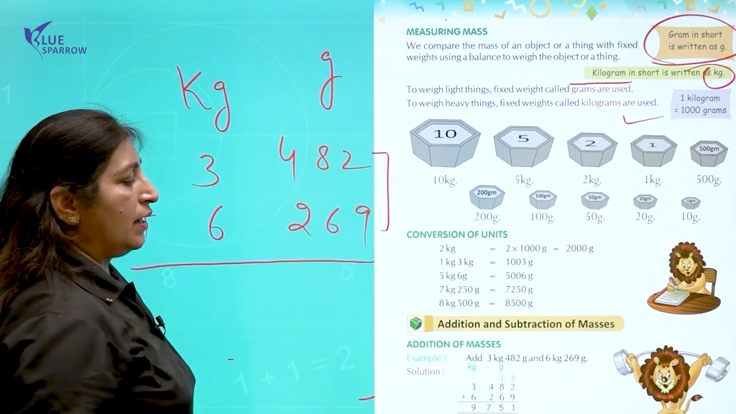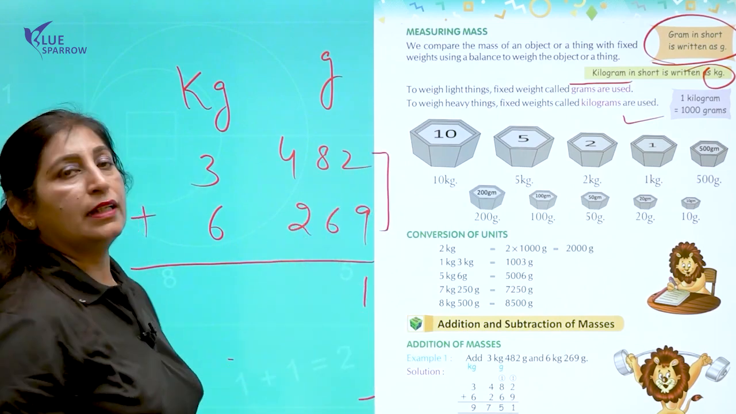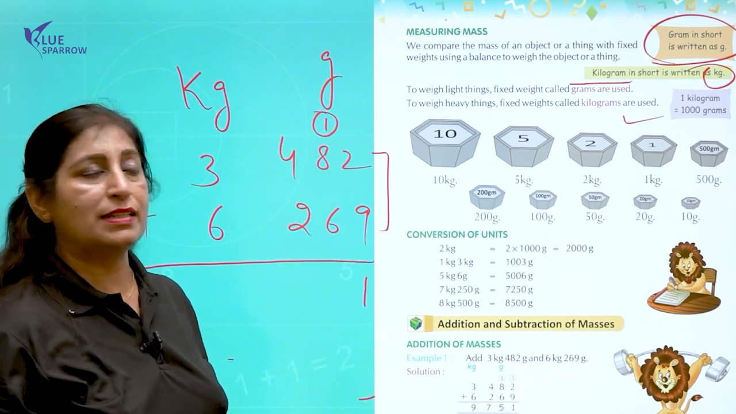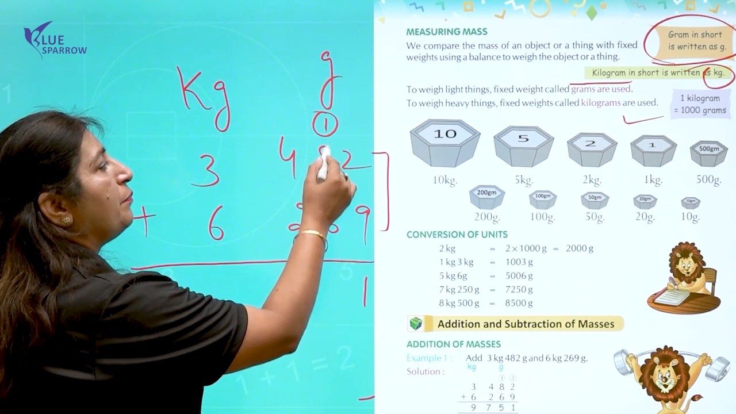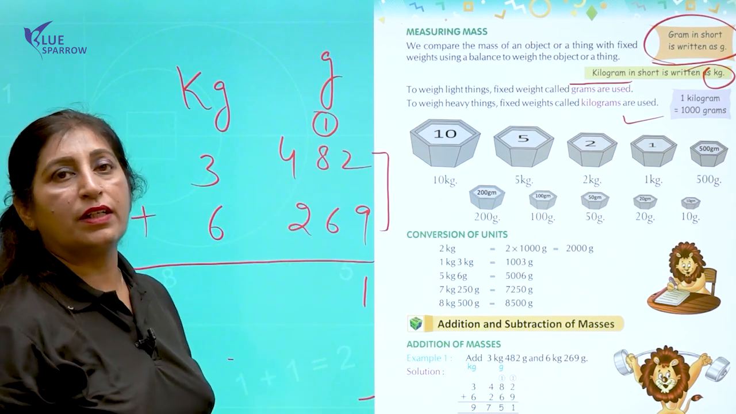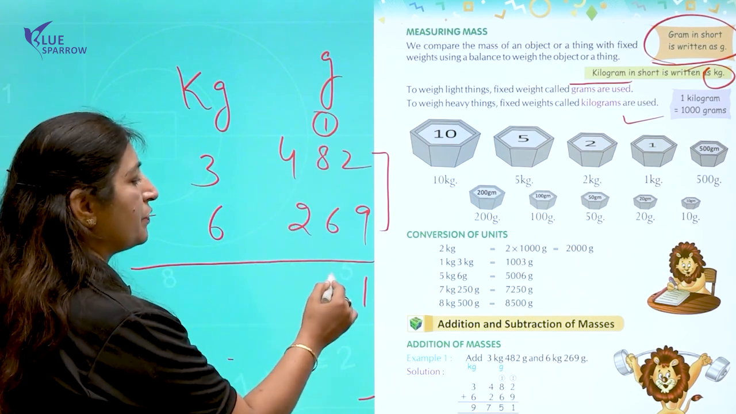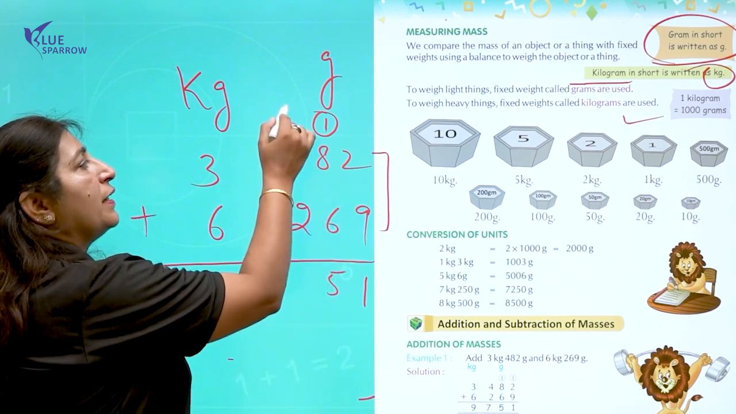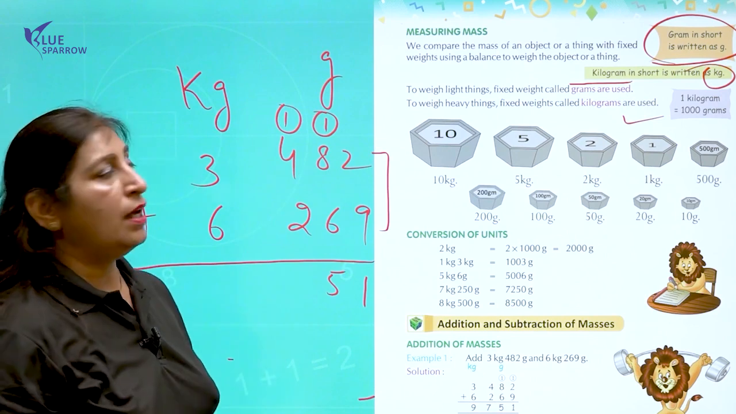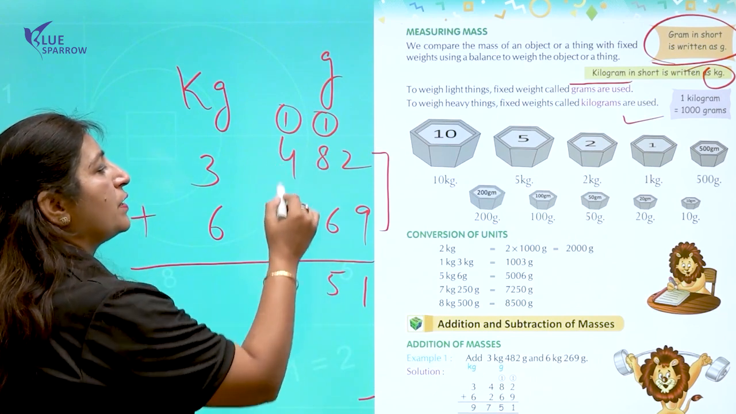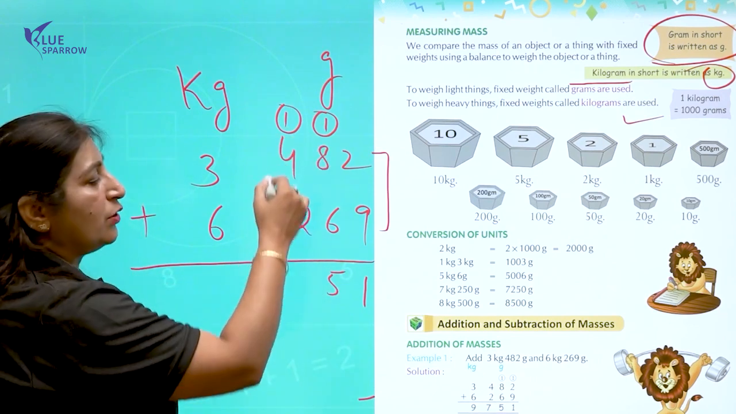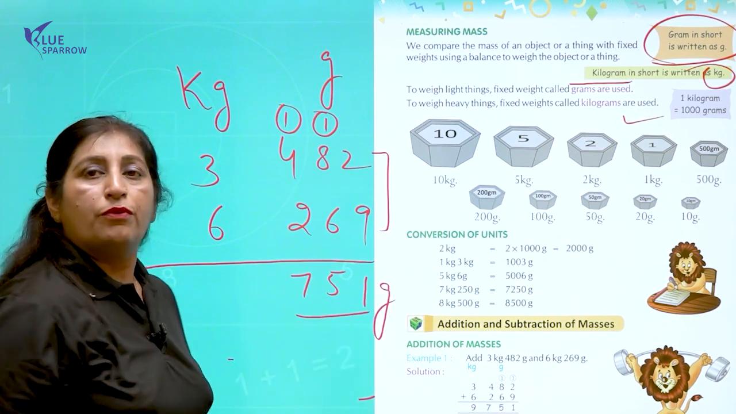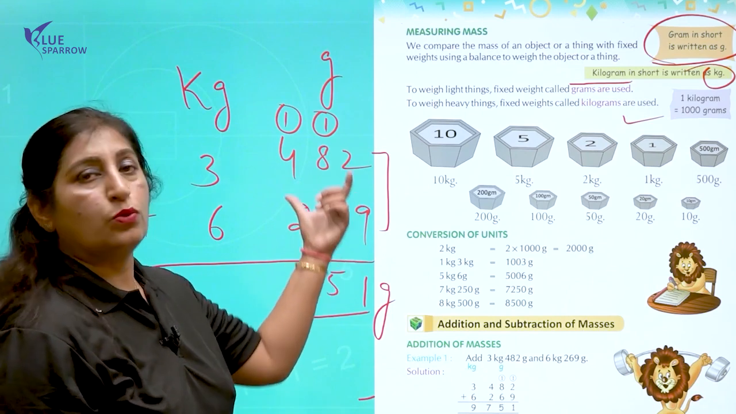2 plus 9 gives 11. 1 would be written in one's column and 1 would be carried to the next column, that is the column of tens. And here we get 8 plus 1 plus 6. 8 plus 1 gives 9. 9 plus 6 gives 15. 5 would be written under tens column and 1 would be carried to the hundreds column. And now 4 plus 1 plus 2 means 4 plus 1 is 5 and 2 is 7. 751 grams we obtained after adding these grams.